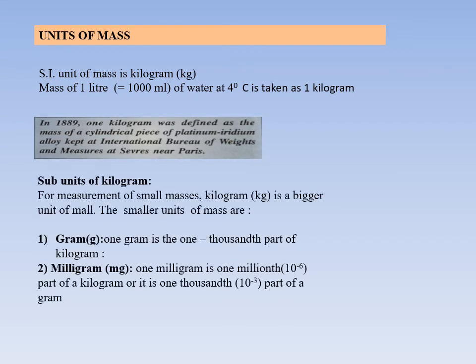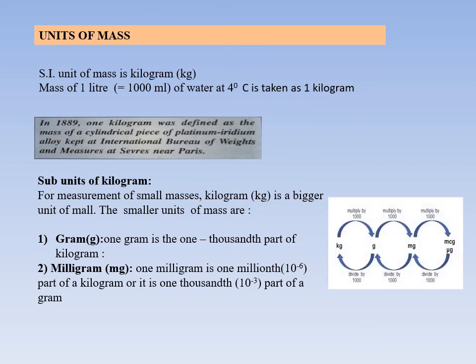Subunits of kilogram. For measurement of small masses, kilogram or kg is a bigger unit of mass. The smaller units of mass in common use are gram and milligram. Gram is 1000th part of kilogram, and milligram is equal to 1 millionth part of kilogram, or its 1000th part of a gram.